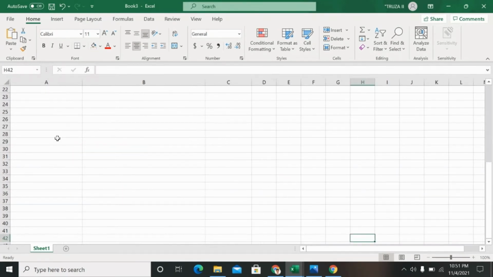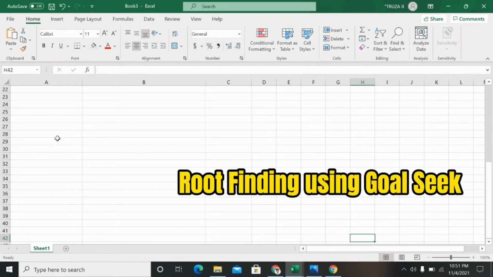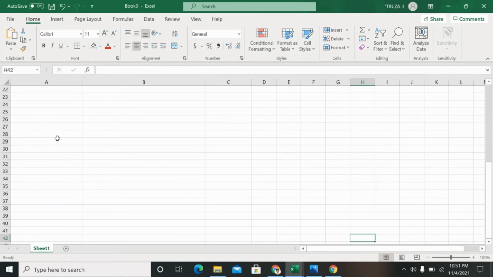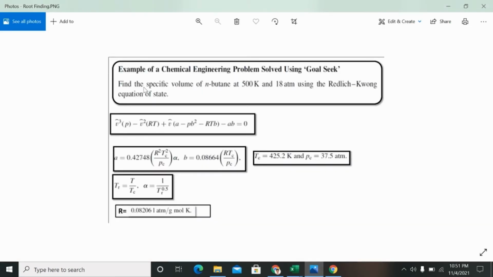So let's proceed to problem number 3, in which we use goal seek in solving the problem. Our problem here is to find the specific volume of N-butane at 500 Kelvin and 18 atm using the Redlich-Kwong equation of state. We are given here the working equation to solve the specific volume, and we have also the equations to solve the A, the B, the reduced temperature and the alpha.